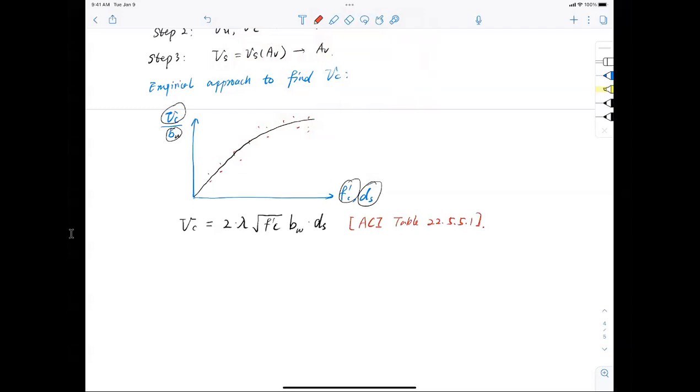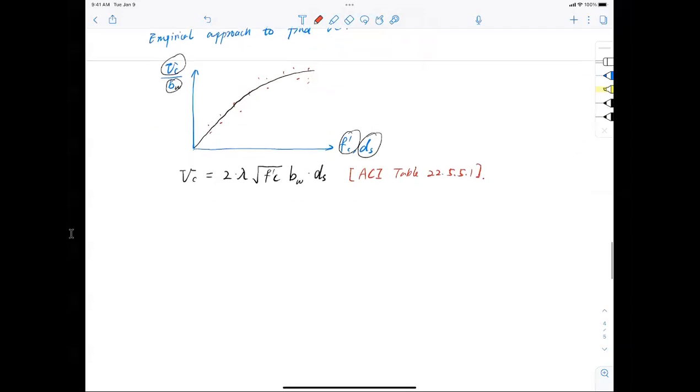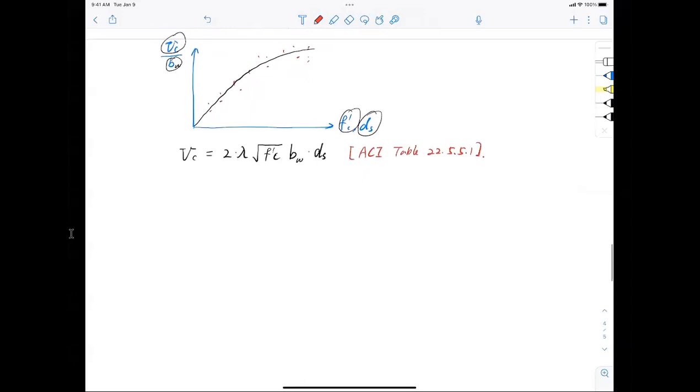All right, so that is an empirical equation to determine the shear resistance for a pure concrete section, right? Pure concrete section alone: Vc equals 2 lambda square root of f'c bw d.